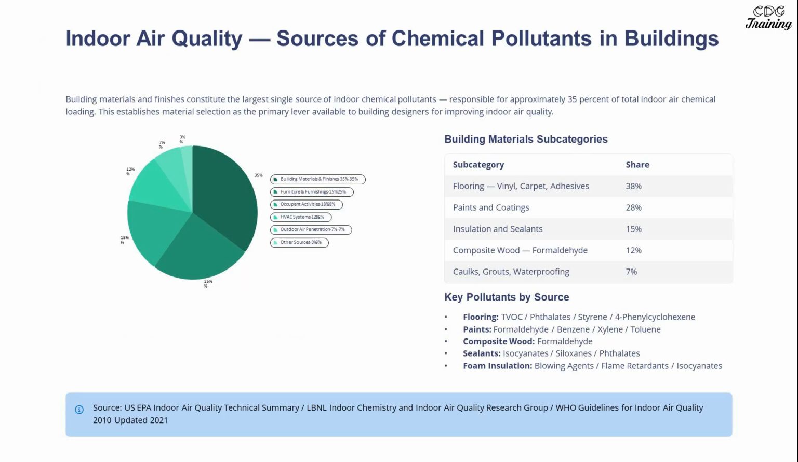Building materials are a major source of indoor chemical pollutants. Understanding the subcategories and key pollutants helps designers make informed choices to improve indoor air quality.